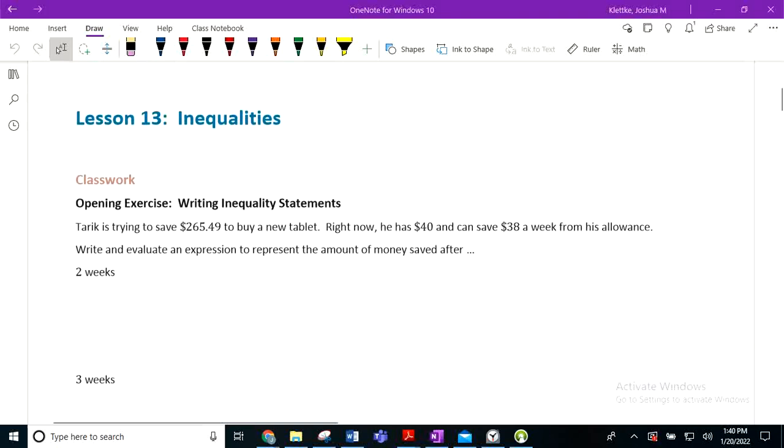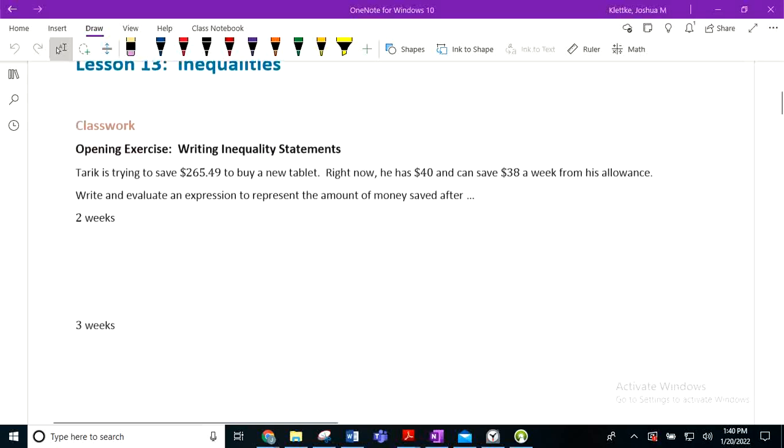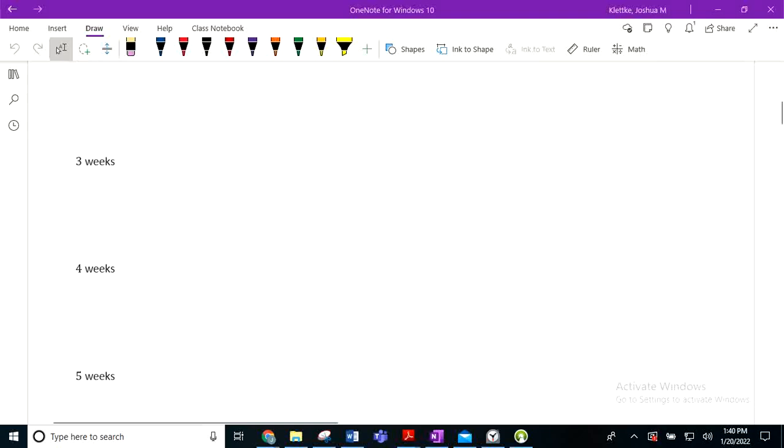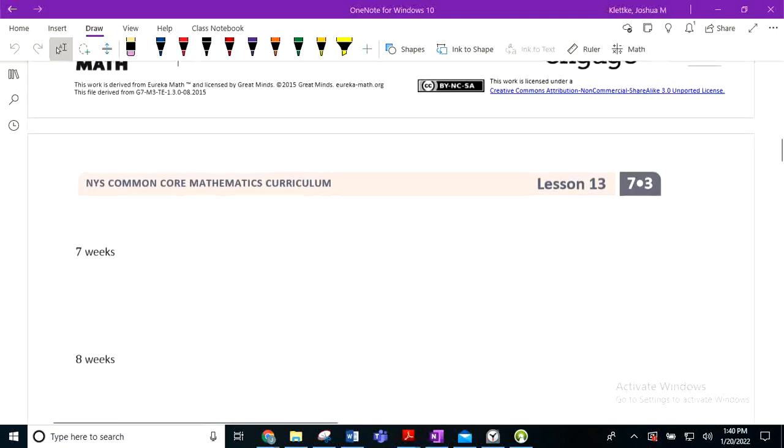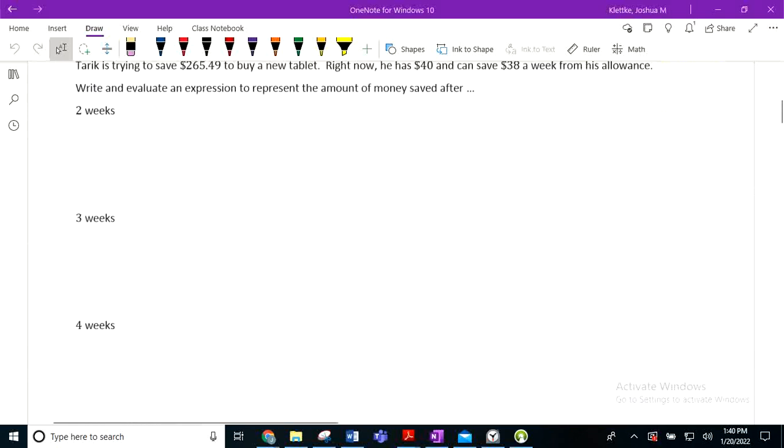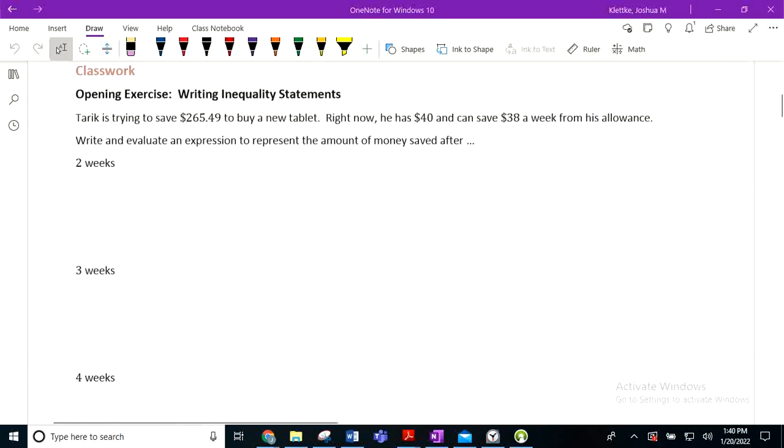Alright, so in this opening exercise, it says Tyreek is trying to save $265.49 to buy a new tablet. Right now he has $40 and can save $38 a week from his allowance. Write and evaluate an expression to represent the amount of money saved after 2 weeks, 3 weeks, 4 weeks, 5 weeks, all the way down to 8 weeks. So let's get into it.